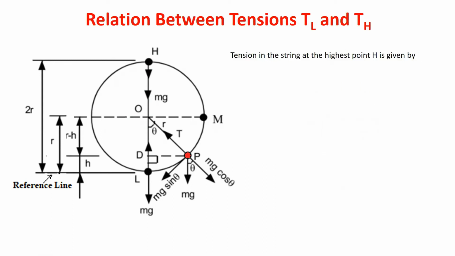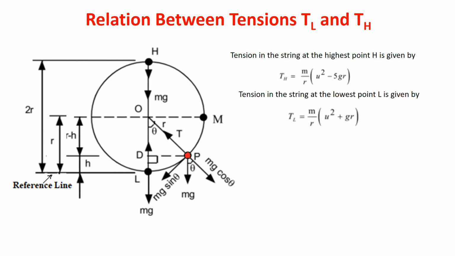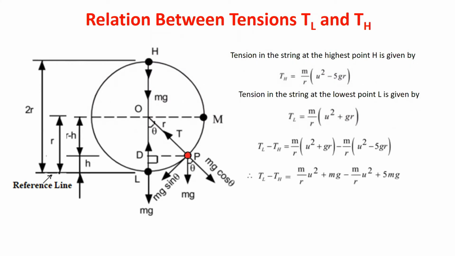Now we have to find the relation between TL and Th, that is, the tension at the lowermost point and the tension at the highest point. We have just proved that the tension at the highest point is Th equal to m by r bracket u square minus 5gr bracket complete, and that at the lowest point is TL equal to m by r bracket u square plus gr bracket. Now, let us find TL minus Th. We have both the equations. So TL minus Th is equal to m by r bracket u square plus gr bracket minus m by r bracket u square minus 5gr bracket. Open the bracket. Cancel the term m upon r u square, and you will find that mg plus 5mg will give you 6mg. So TL minus Th is coming to be 6mg.